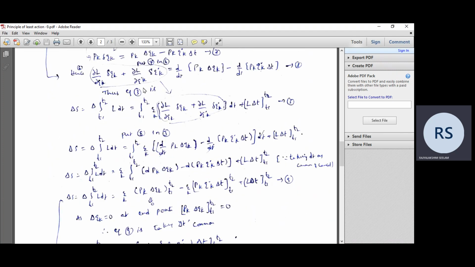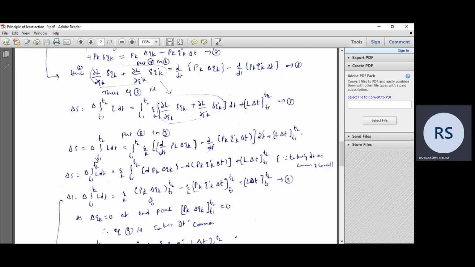So equation number 3 becomes, this is the equation number 3: δL equals ∂L/∂qk δqk plus ∂L/∂qk dot δqk dot. So we can replace this term with equation number 8. Let us substitute 8 in equation number 3.